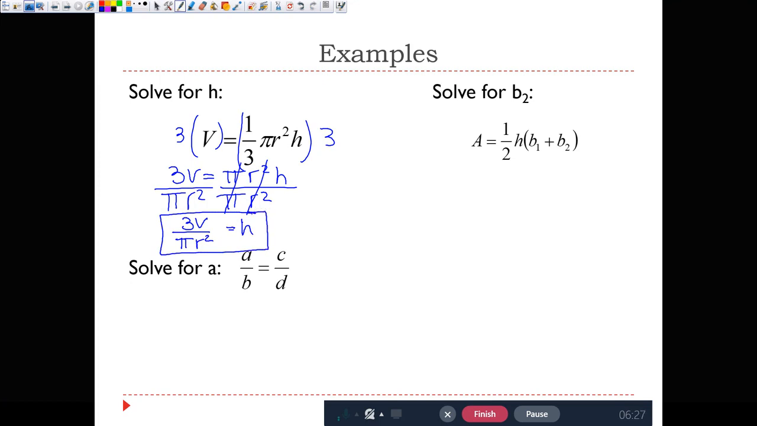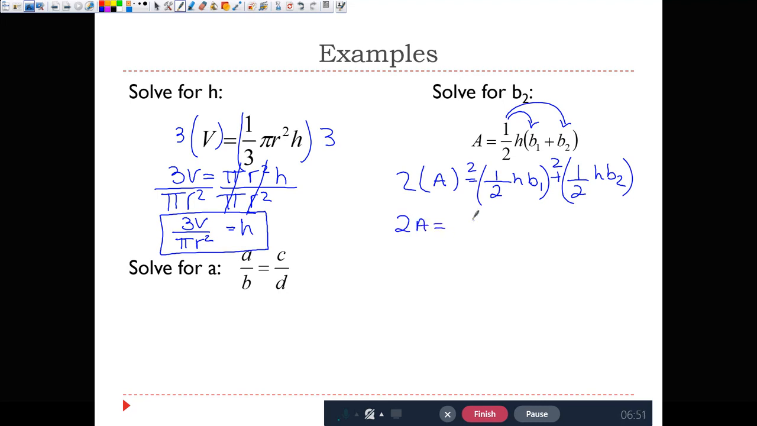Okay, I have parentheses, so I need to distribute. So I'm going to distribute my 1/2 h. So I'm going to have 1/2 hb1 plus 1/2 hb2 equals a. Then I need to eliminate fractions by multiplying by my LCD, which is 2. So I'm going to have 2a equals hb1 plus hb2. Then I'm going to subtract hb1 from both sides. So I'm going to get 2a minus hb1 equals hb2.